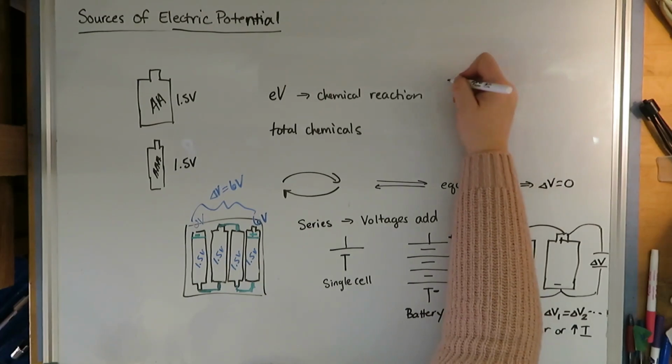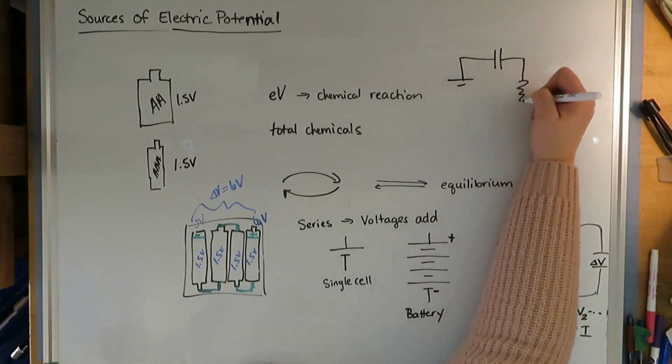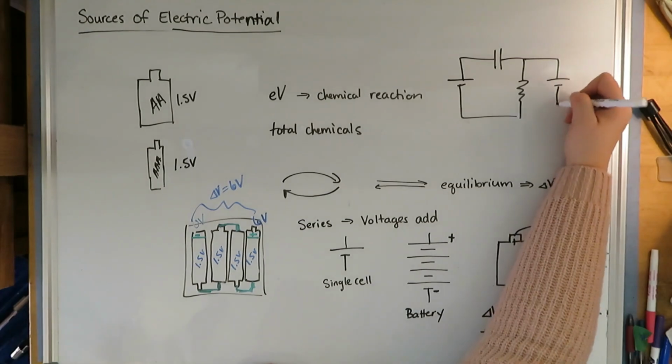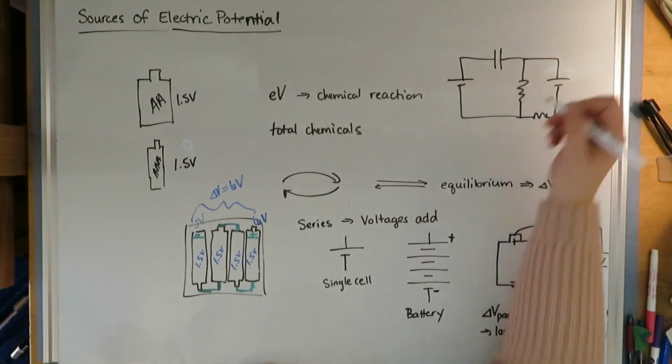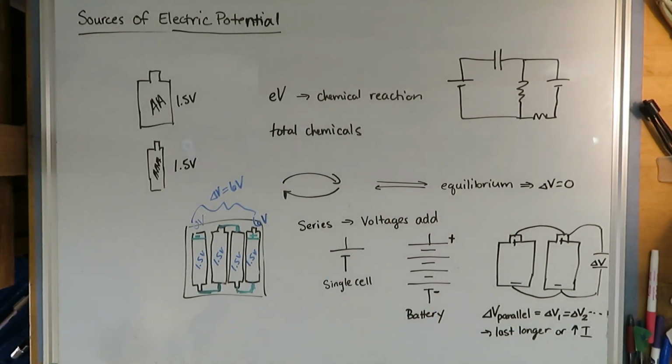You'll see circuits like this where you've got a battery over here. Maybe there's a capacitor. There's a resistor. And then maybe over here, there's another battery. And maybe there's a resistor here. So you're going to have much more complicated circuits, and you can have multiple power supplies. So understanding kind of how those power supplies relate to each other will be helpful.